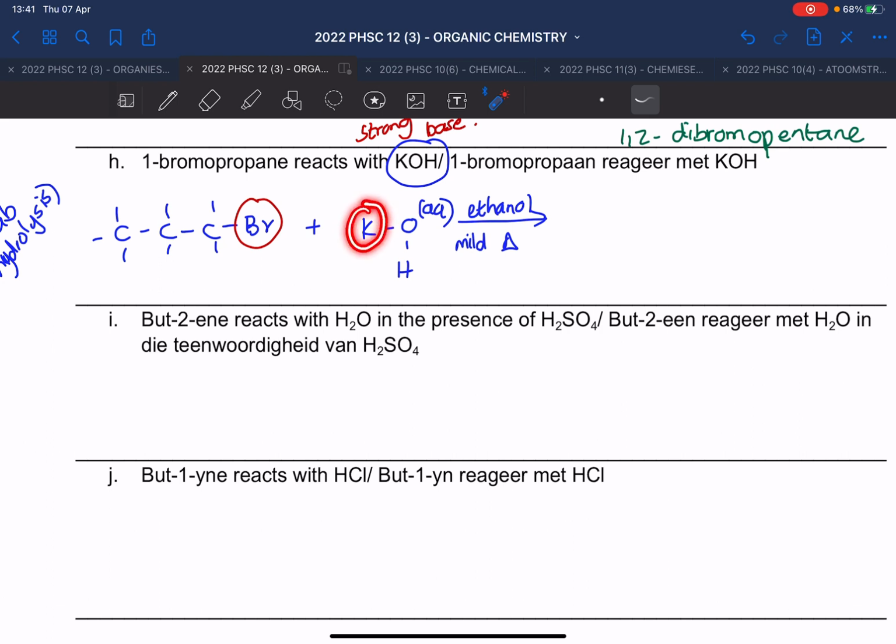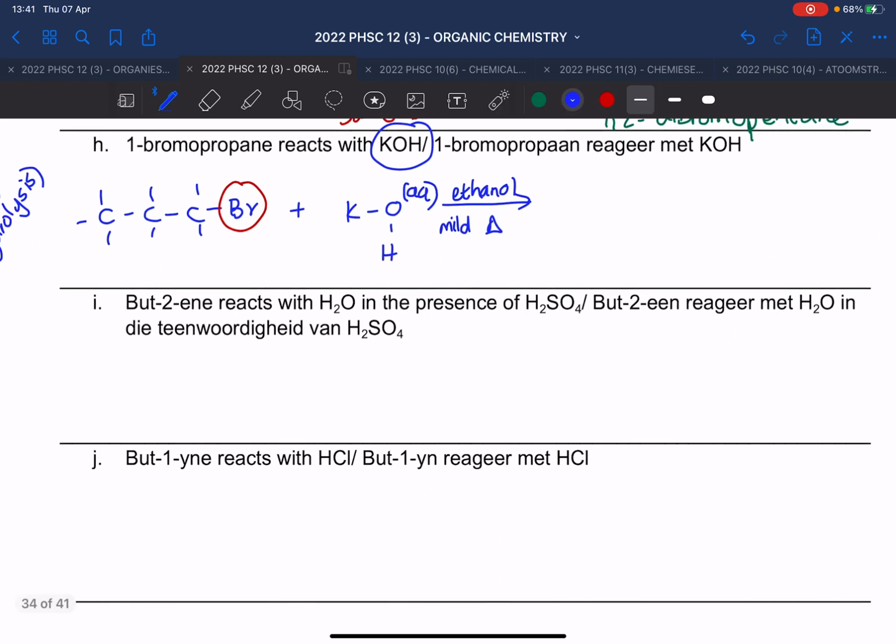Now potassium is in group 1, it's an alkali metal, so that is +1, and hydroxyl, you must know, is -1. So the bromine that is negative will swap with the negative. It can't swap with the positive because the negative and the negative will repel each other. They won't attach with one another. Right, so these two will swap with one another, or substitute.